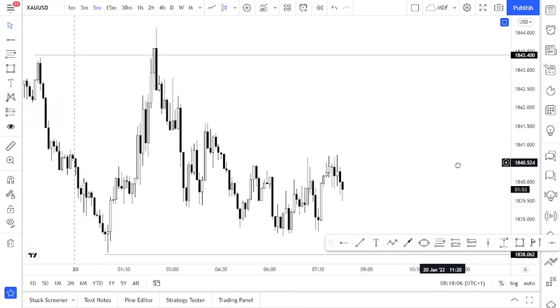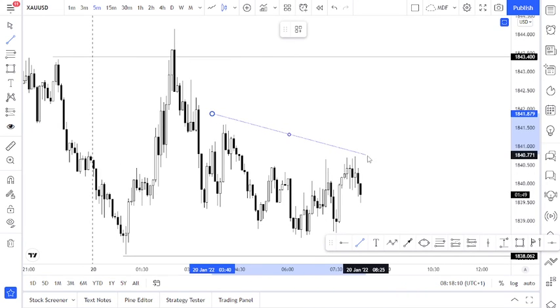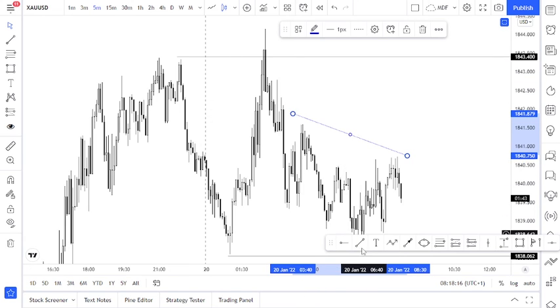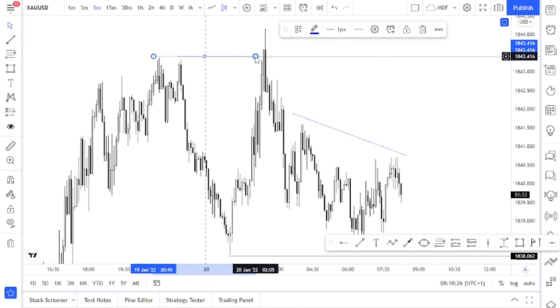Then I will be looking for opportunity for gold to come back to clear out all this liquidity, then probably giving me a short entry somewhere around 1842.500. So if I can get that, I'll be looking for a short opportunity somewhere around 1842.500. So 1842.500 will be a good region where I'll be looking out to sell gold.